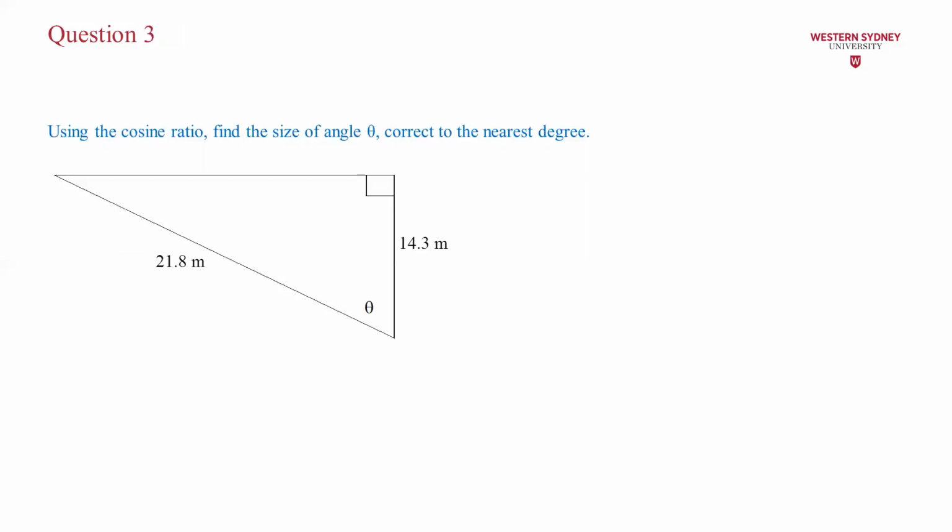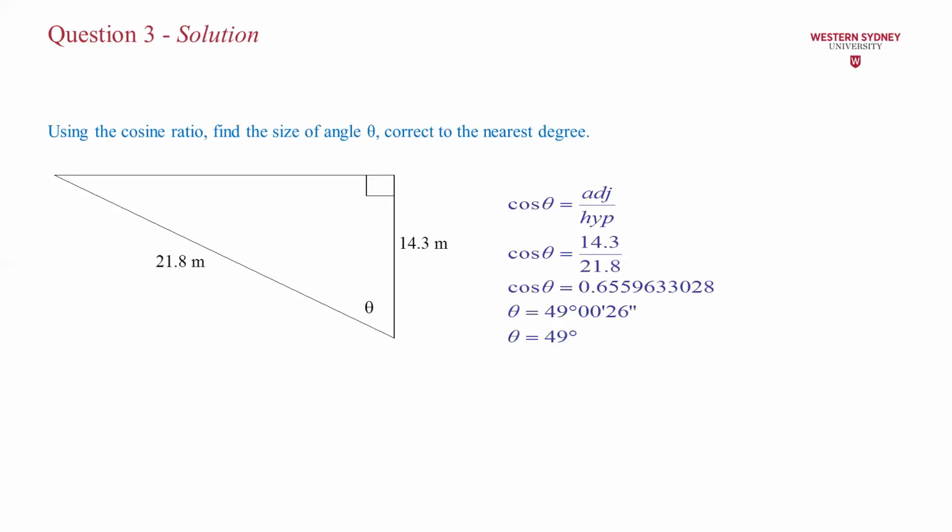Question 3. Use the cosine ratio to find the size of angle theta correct to the nearest degree. Pause the video now. We have the adjacent and the hypotenuse. So cos theta is equal to 14.3 divided by 21.8.